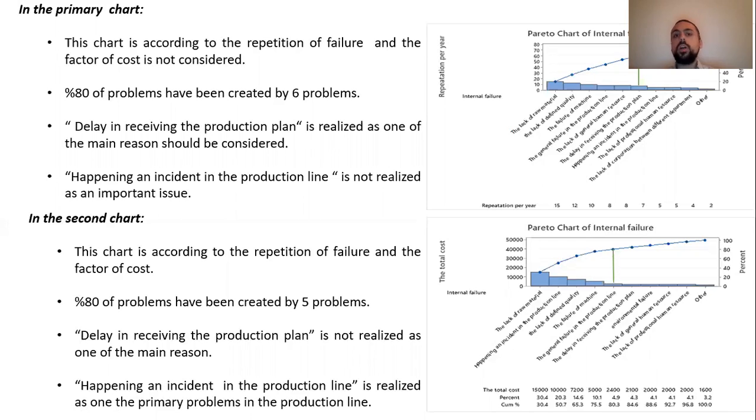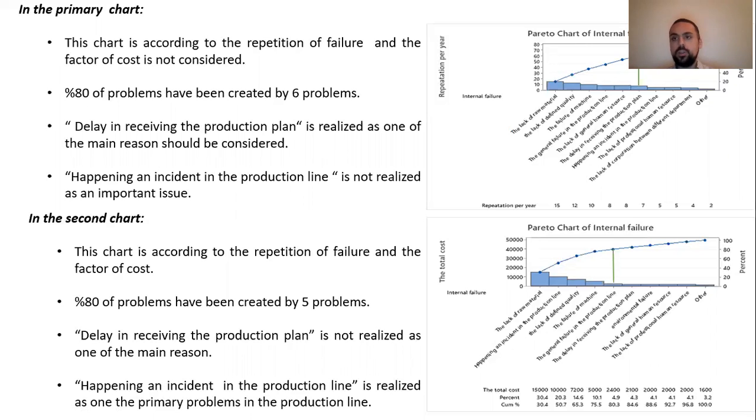Please pay attention. Delay in receiving the production plan, in the first one, is realized as one of the most important or essential factors. But in the second one, when we involve the expenses, it's not. But a happening incident in the production line, in the first one, is not realized as an important failure. But in the second chart, it is important because it imposes on us huge expenses. So you can see that the second one is more realistic and logical.